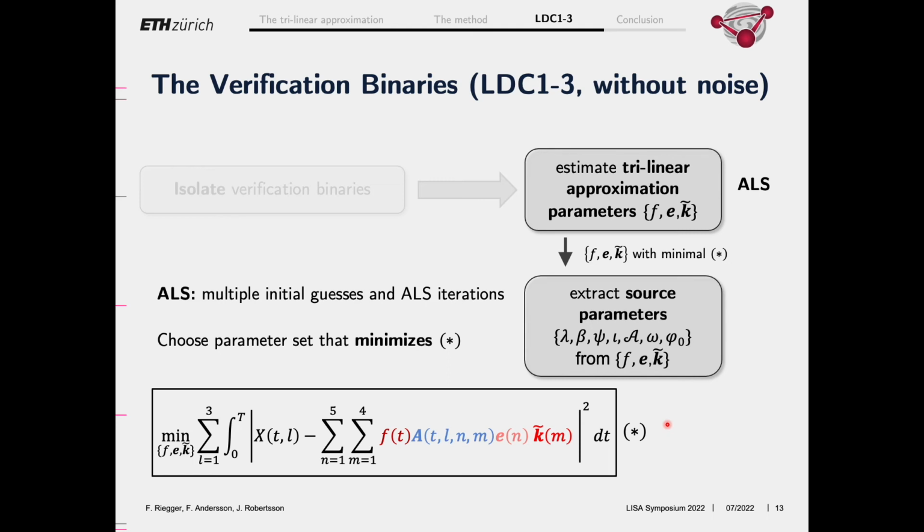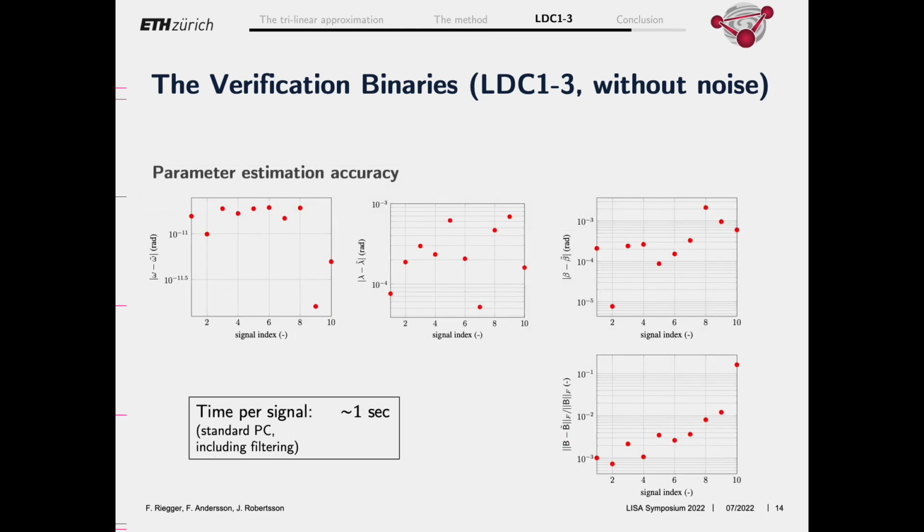Okay, so let's check how well we can estimate the source parameters. Let us first discuss the accuracy in the intrinsic parameters. In our case, that is the signal frequency and the sky location of the source. In the first plot, we see the absolute error in the frequency estimations plotted over the signal index. And we see that the absolute error is in the order of magnitude of 10 to the power of minus 11. In these plots, we see the absolute error in the ecliptic longitude and the ecliptic latitude. And we see that it ranges between 10 to the power of minus 5 and 10 to the power of minus 3.